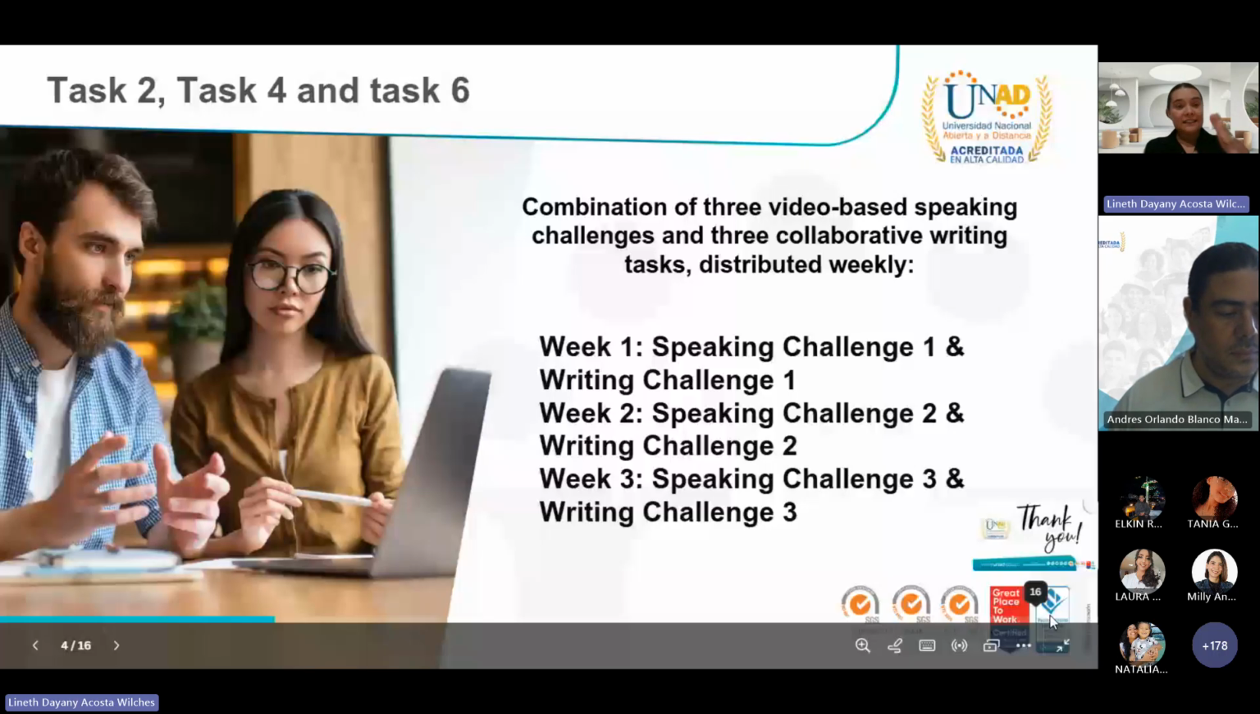Remember, in these activities, you have to participate in the forums, and it is collaborative work. It is not individual, okay? The individual part is task 3 and task 5, okay? But the other ones, no, okay? So just keep this in mind and be clear with this part, okay? If you have questions, we are going to address them at the end of this web conference, okay? So I hope this part is clear. So we're going to continue now.